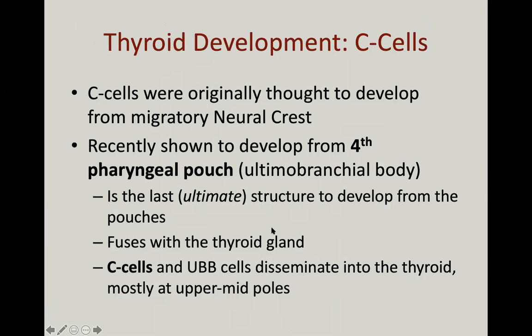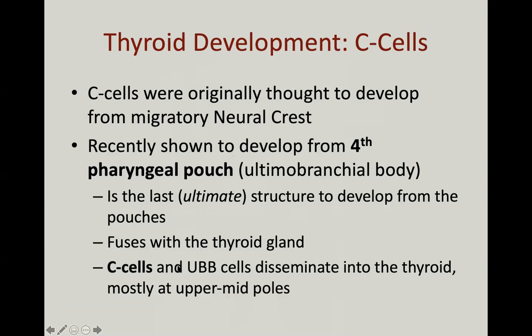The C cells, on the other hand, were originally thought to develop from migratory neural crest. However, it was recently shown that they actually developed from the pharyngeal pouch system, the so-called ultimobranchial body, the last body to develop of the branchial pharyngeal system. These cells fuse with the thyroid gland.